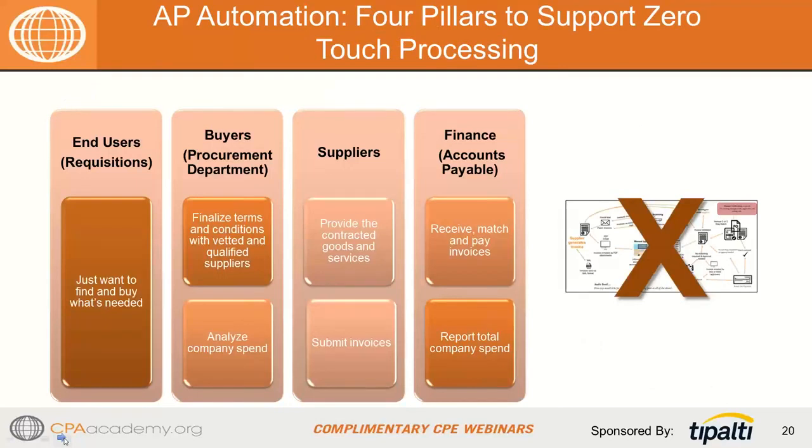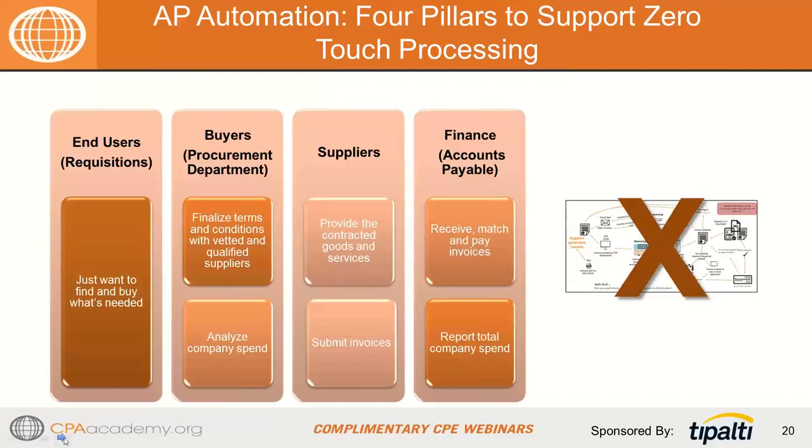Okay, there are 4 pillars to support this touchless processing concept. The 4 pillars start with end users. From a requisition perspective, end users really just want to buy and get what's needed to support either their process or their organization, whether it's consulting services or any sort of raw material for a manufacturing environment.